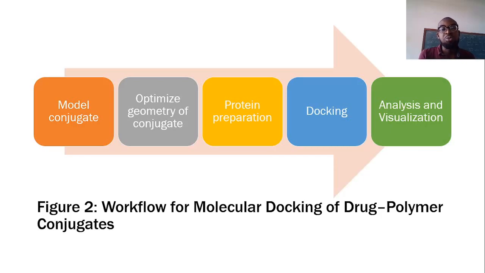Now, also, after you've done that, you have to optimize the geometry of the conjugate. It's not just enough modeling your conjugate. You have to optimize geometry to obtain a structure that's representative of that conjugate in real life or under experimental conditions. Once you've done that, you prepare your protein, you carry out molecular docking, and then you analyze and visualize your results. So we are going to be doing that. Now, let's go to the practical session.